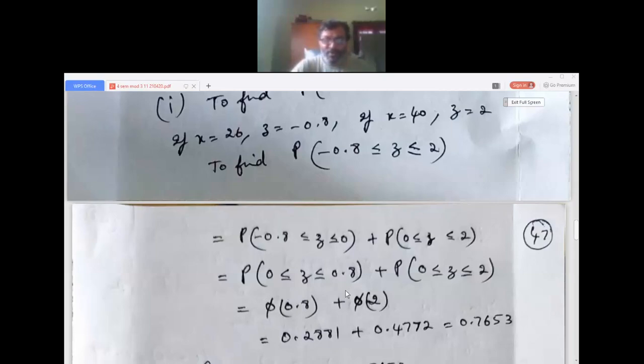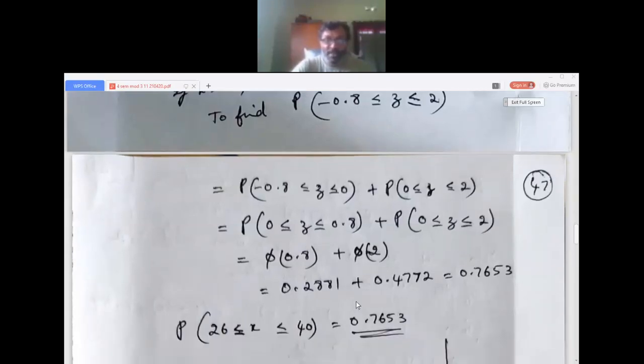Now, what happens here, always we are taking negative and converting to positive, because in our table we take only positive values. So the middle, z equal to 0, is a mirror. Minus 0.8 to 0 is same as 0 to 0.8. I told many times, we use this concept many times. So P of 0 less than or equal to z less than or equal to 0.8 is phi of 0.8. This is phi of 2.